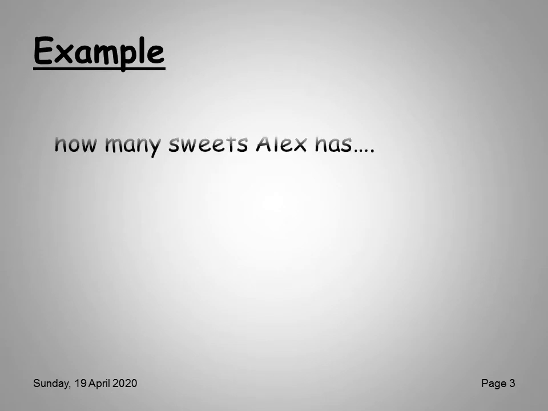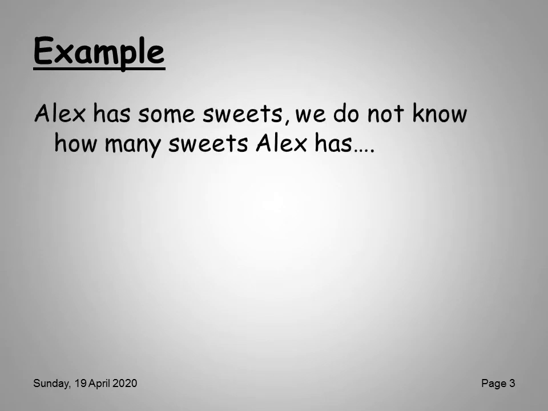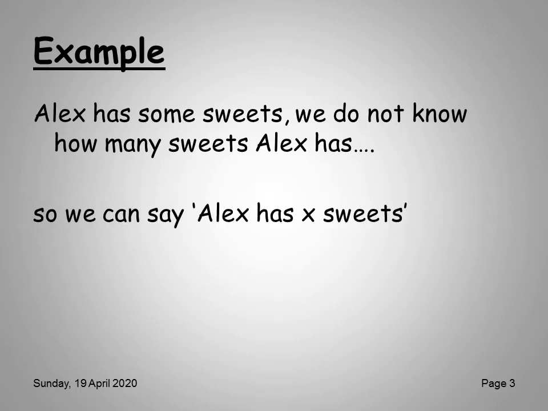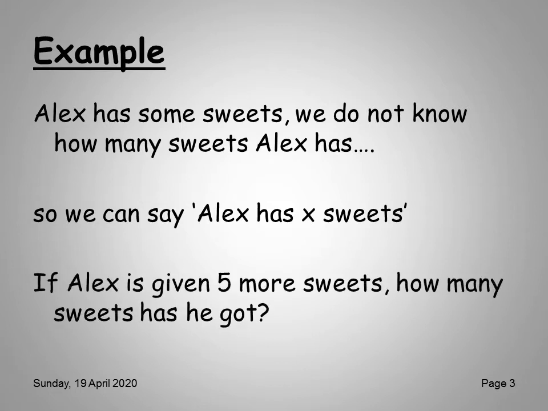Let's start with an example. Alex has made some sweets. We do not know how many sweets Alex has, so there is an unknown number. How many sweets has Alex? Actually, we do not know. So we can say Alex has X sweets. X is one of the letters of the English alphabet. We can actually use any of the letters of the English alphabet.